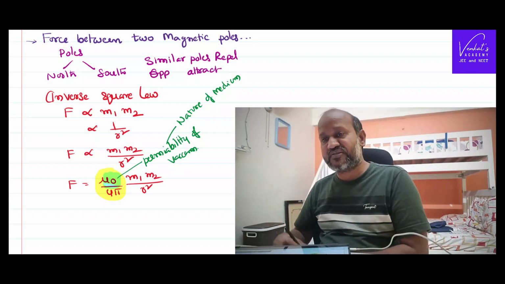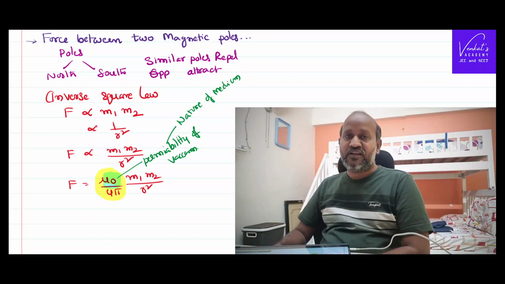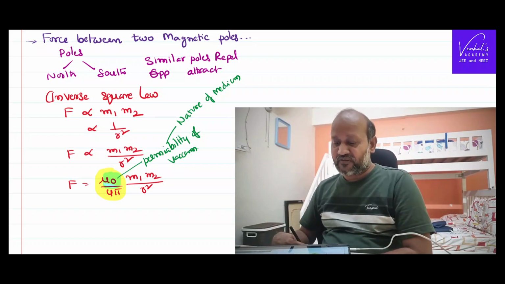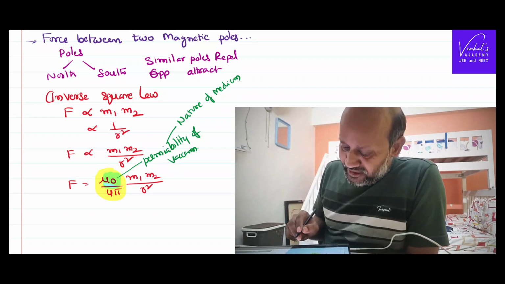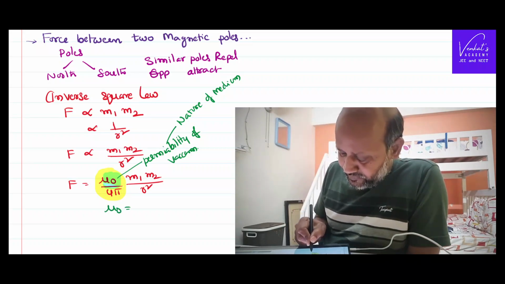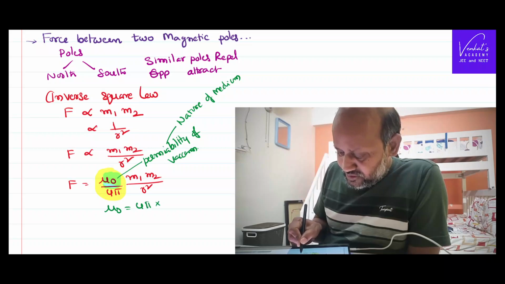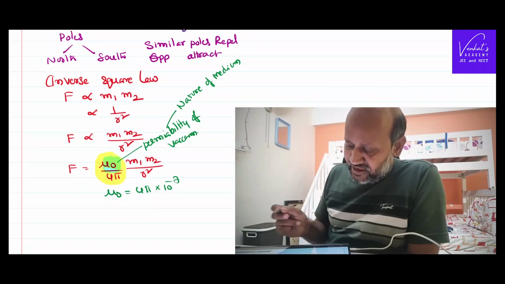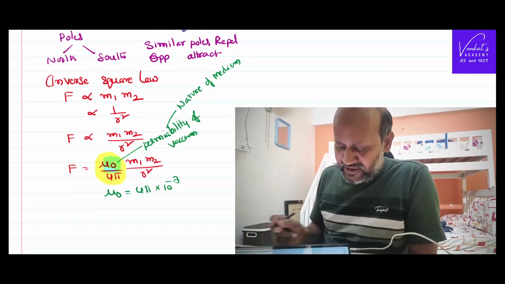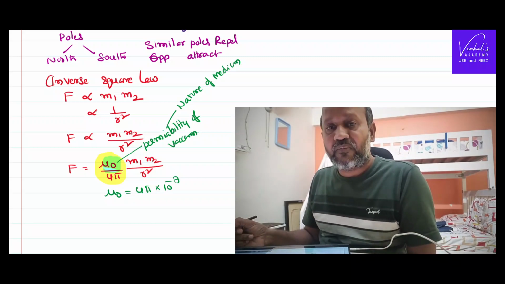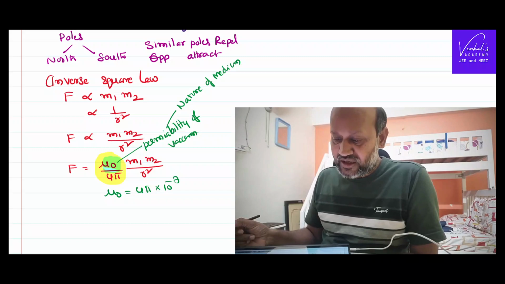So if a medium is conducive for the magnetic field, it will have a high permeability and it will allow the magnetic field through it well. And experimentally it is found that mu naught has a value of 4 pi into 10 power minus 7. So this 4 pi and that 4 pi can cancel and you can get a different equation, F equal to 10 power minus 7 into pole strength 1 and pole strength 2 by r square.